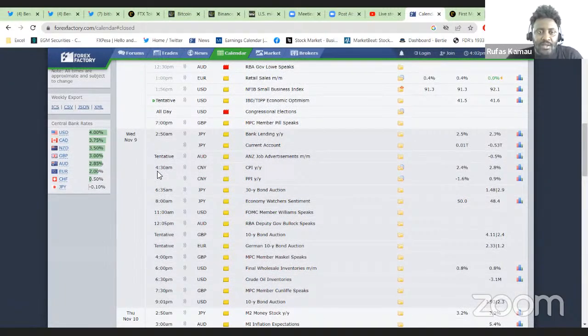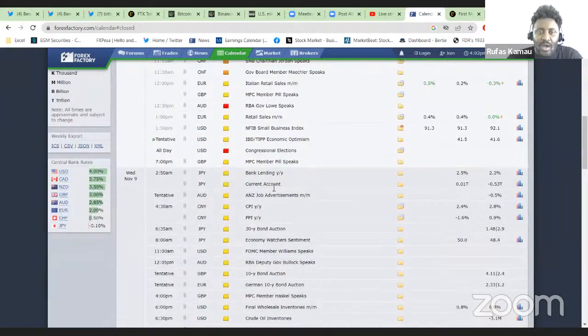Tomorrow, very early in the morning at 4:30 a.m., we'll be focused on Chinese CPI. This is inflation data in China, so also a very important data point. And for Japan, we'll be looking at the current account, or basically the difference between exports and imports. These might have some impact on the JPY pairs.